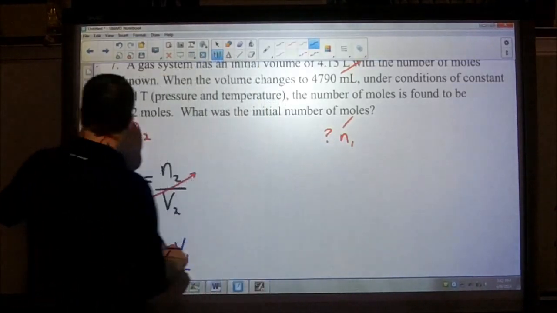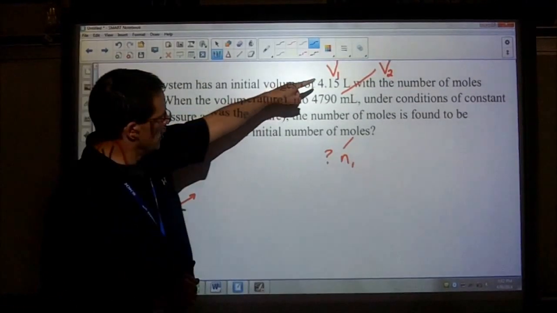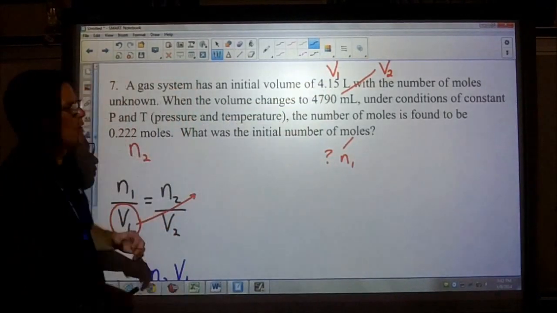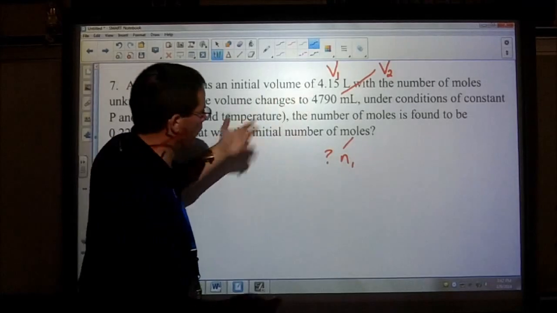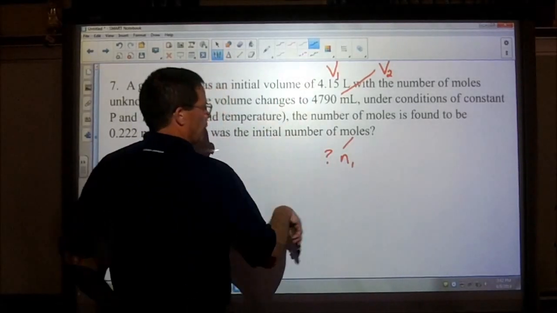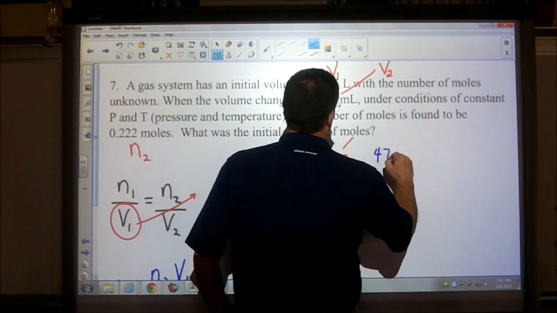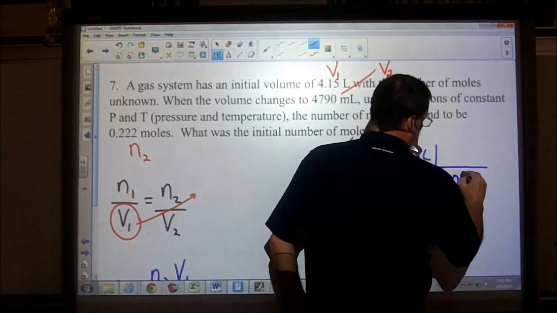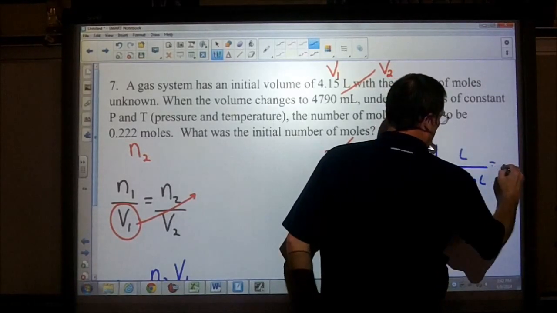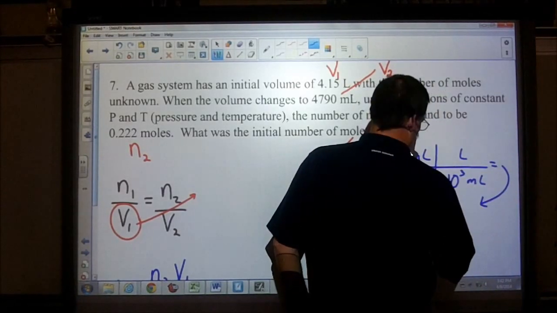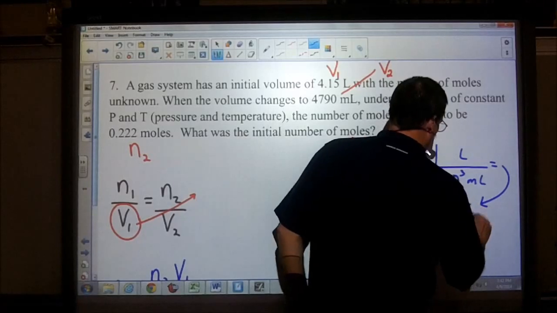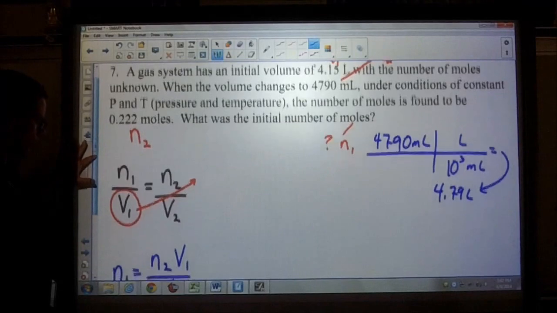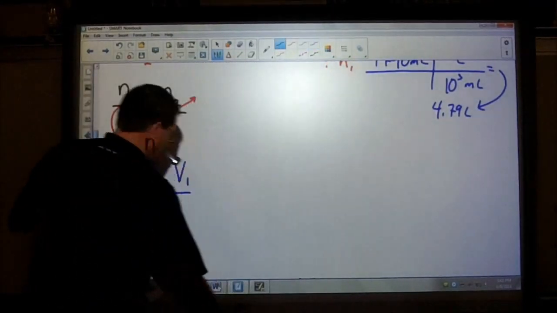Is there anything that we need to change? Yes. We have liters and we have milliliters. So which one do you want to change? I'm going to change the milliliters to liters. It's easier to do that. So 4790 milliliters, divide that by 1,000. So that gives me 4.79 liters. And I don't think we need to change anybody else. The moles are good. So let's go ahead and plug away.